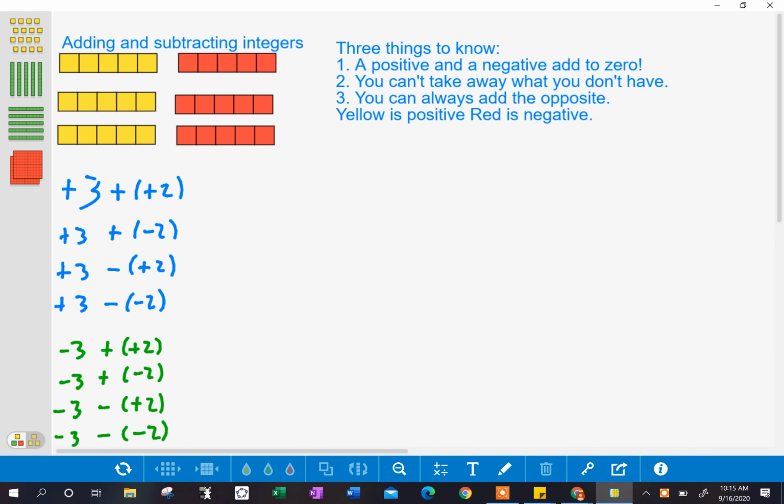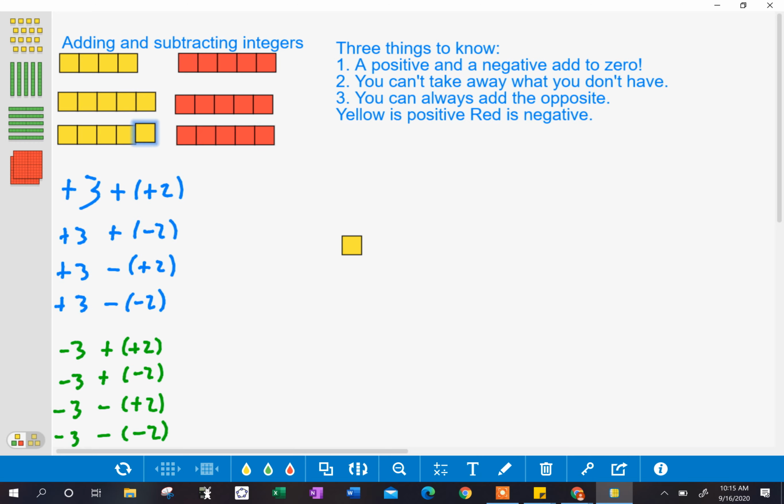Add and subtract integers today, and there's three things you should know. A positive and a negative add to 0. So I'm going to use yellow for positive and red for negative, and when I have a positive and negative, it equals 0. That's it. You can't take away what you don't have. So if you're trying to take something away and you don't actually have it, that's impossible. But you can always add the opposite. Yellow is positive, red is negative.